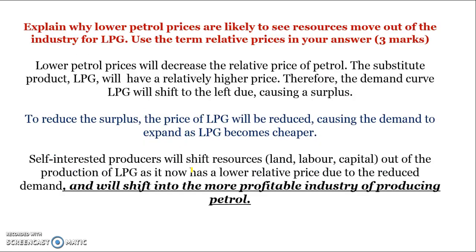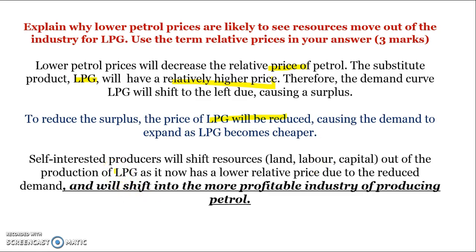Okay, in terms of this answer here, lower petrol prices will decrease the relative price of petrol. The substitute product LPG will therefore have a relatively higher price. Therefore, the demand curve for LPG will shift to the left, causing a surplus. To reduce the surplus, the price of LPG will be reduced, causing the demand to expand. Self-interested producers will shift resources out of the production of LPG because it's now less profitable.